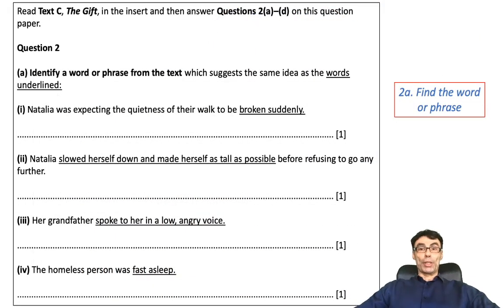Question 2A is simple. They give you a definition, you copy and paste the word or phrase from the text. Easy. Let's take a look. Natalia was expecting the quietness of their walk to be broken suddenly. Okay, let's go to the text and find a word or phrase that fits that definition.